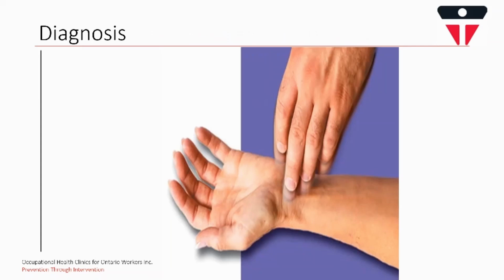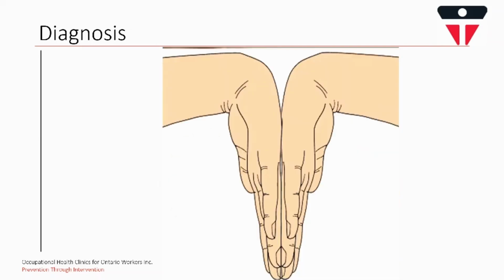Another physical test is called Phalen's maneuver. This is performed by having the patient place their wrist in complete unforced flexion for at least 30 seconds. If the median nerve is entrapped at the wrist, this maneuver will reproduce the symptoms of carpal tunnel syndrome.